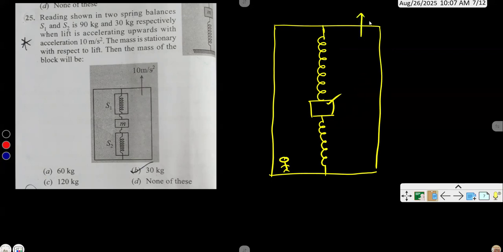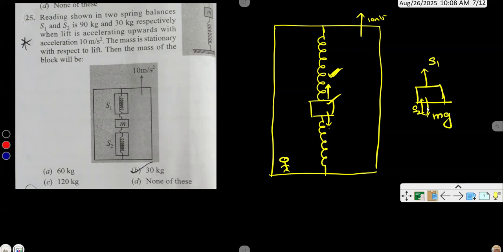When a lift is going upwards with 10 meter per second square, what all forces will be present? Naturally, the weight of this body will be acting downwards, that is, mg acting downwards. The spring force is S1 upwards. If this spring is pulling upwards, the downward spring, S2, will also be in the upward direction.